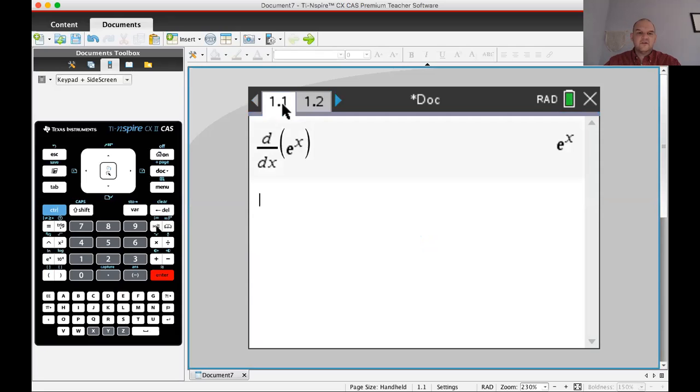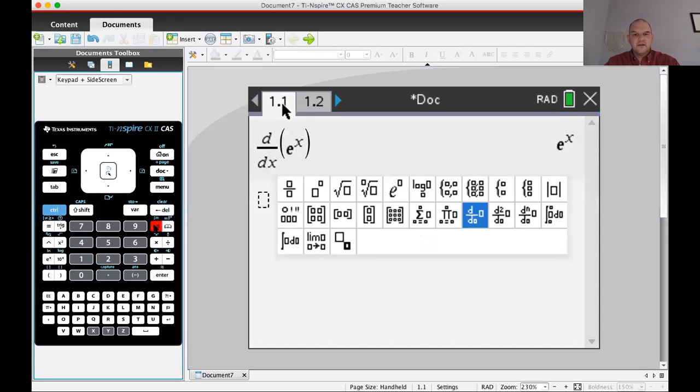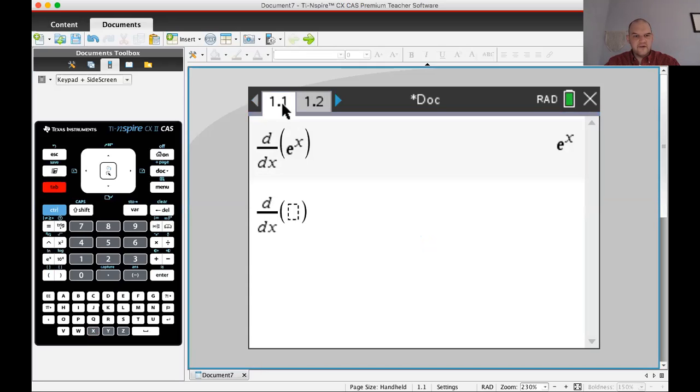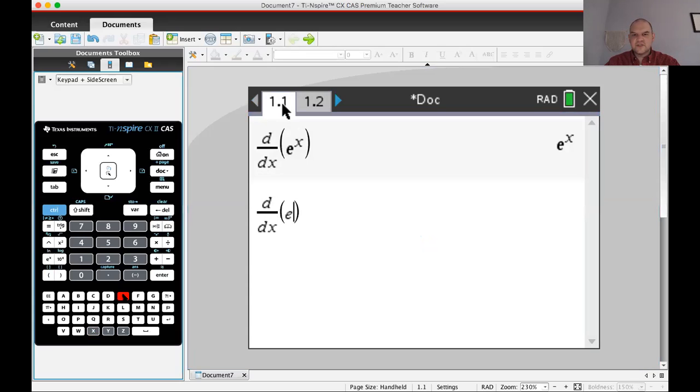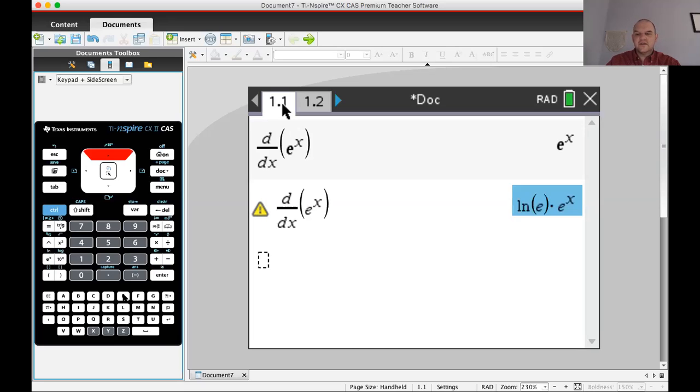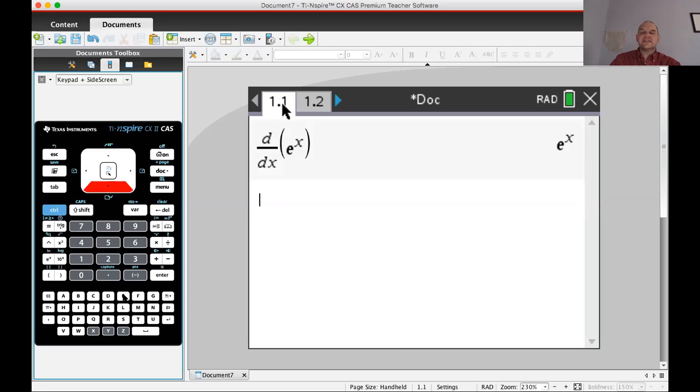Let me show you something here. If we find the derivative with respect to x of this e, which is not right, so it's not in bold, it doesn't look right, what is that? E to the x natural log of e, what? That's because you're using the wrong key. So it looks like the derivative of e to the x is e to the x.